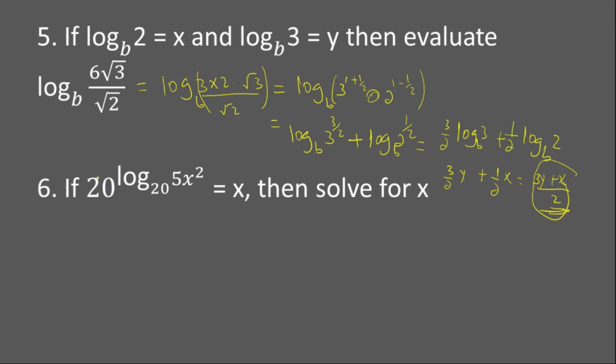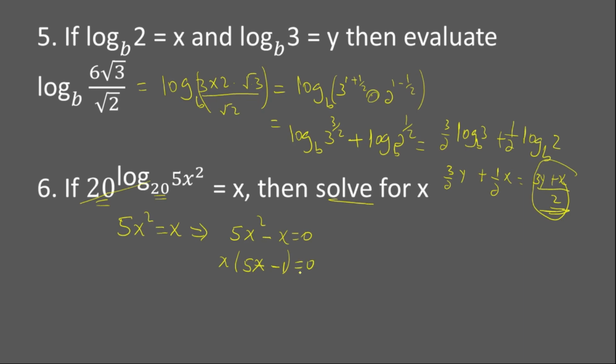Okay, if 20 to the power of log 5x squared to the base 20 is equal to x, then solve for x. Since we have the same base in this context, just simplify. So finally, 5x squared is equal to x. We need to find x. 5x squared minus x is equal to 0. This implies that, taking the common factor x, x times (5x minus 1) is equal to 0.